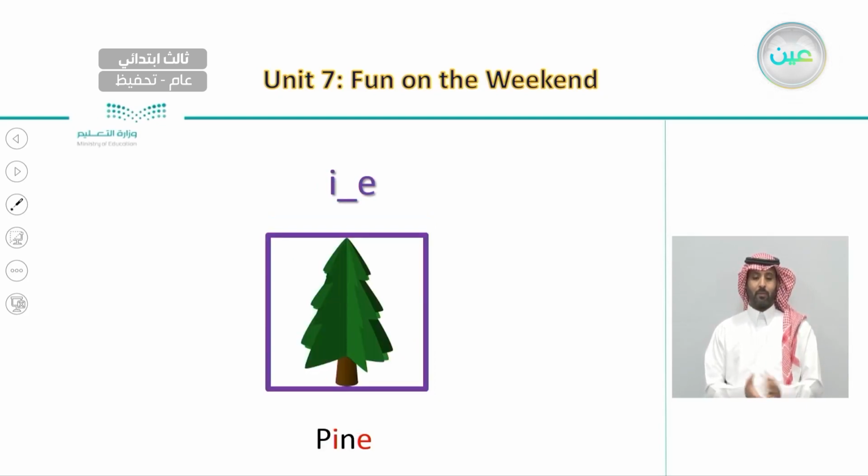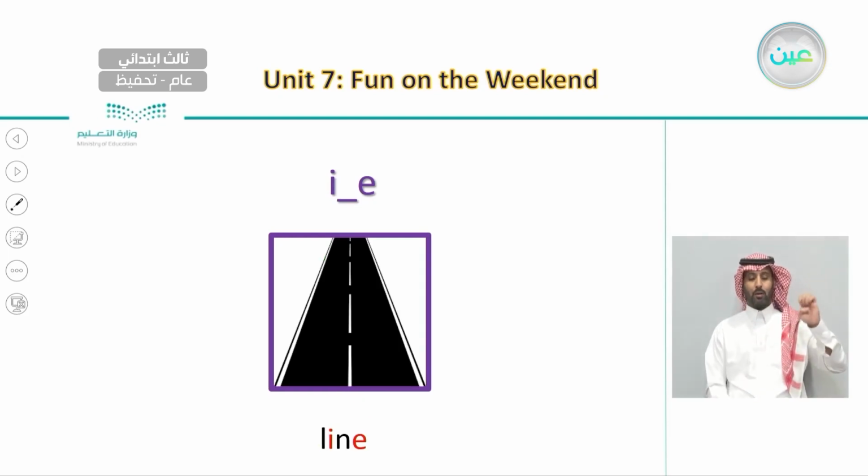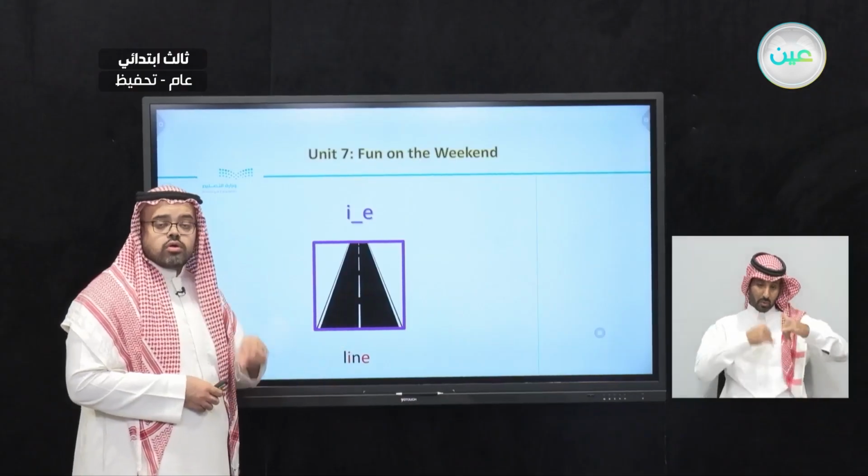So the last group of words has I and E. Words like pine. Pine is a kind of tree. I and E at the end. And also the word line, like a street line or a notebook line.